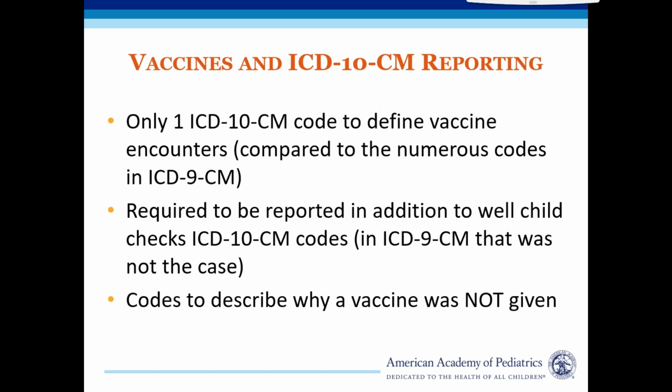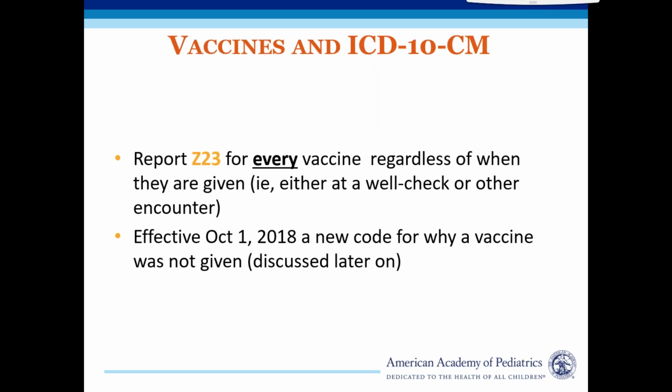So we're going to start out with my favorite topic because it's the one I work on the most. It's ICD-10. As you know, we've now moved well beyond ICD-9. We're well into the ICD-10 world, and we only have one ICD-10 code we need to use to talk about why a patient came in for vaccines, and that code is Z23. It's required to be reported in addition to well-child checks, which is something new that we didn't do in ICD-9. And we also have a whole slew of codes to tell us why a vaccine was not given, which does parallel what we had back in ICD-9 with some variations.